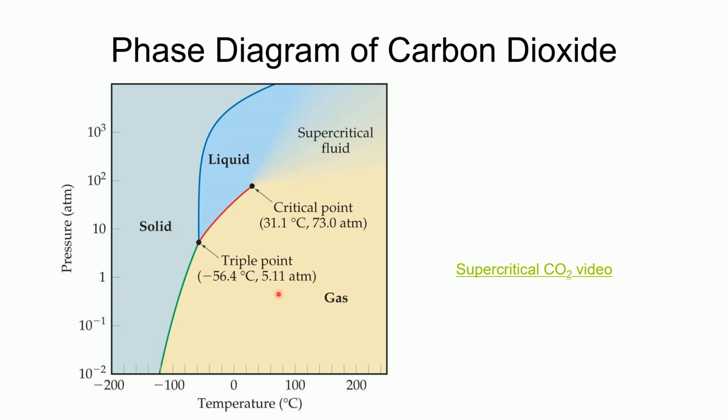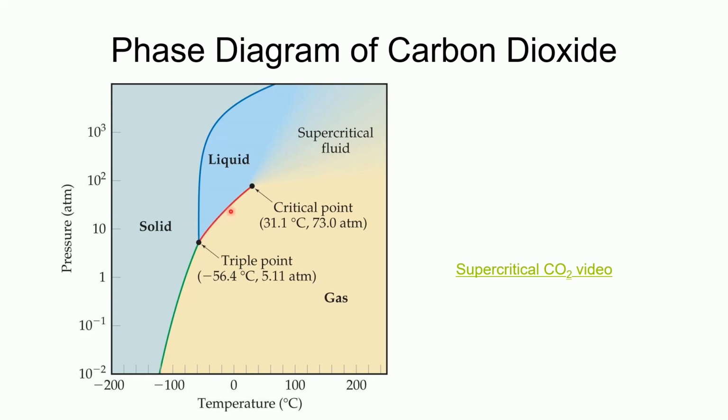The triple point is negative 56.4 degrees Celsius and 5.11 atmospheres. So in order to observe this liquid phase, we need to get that pressure up well over 5 atmospheres in order to get into this range. It is possible to do that. 5 atmospheres is fairly easy to get with not too crazy expensive equipment. So you can observe the liquid phase of carbon dioxide.